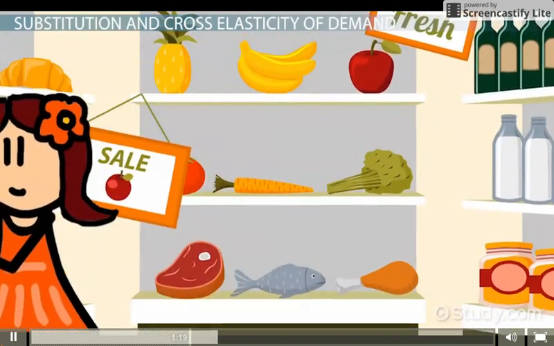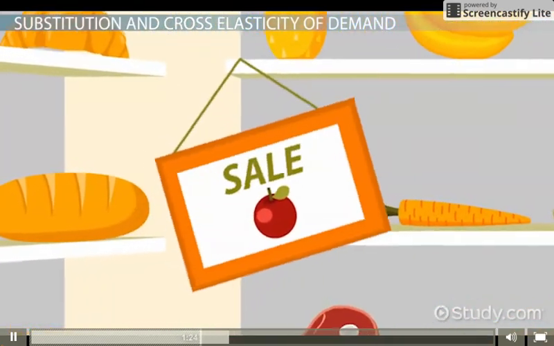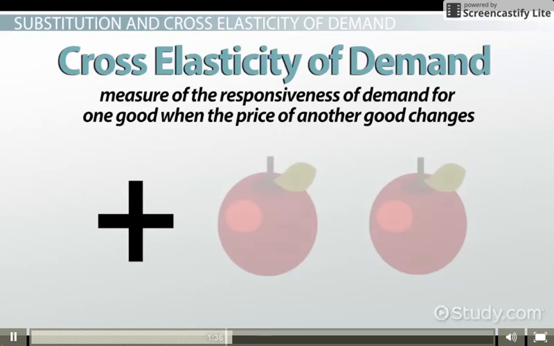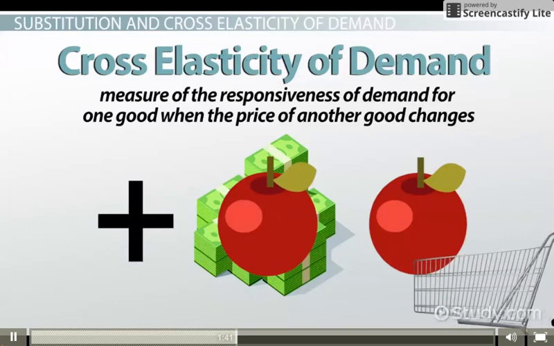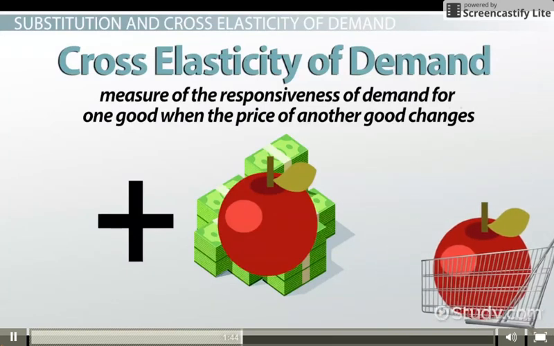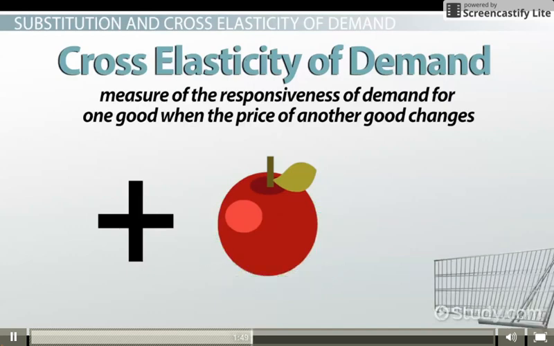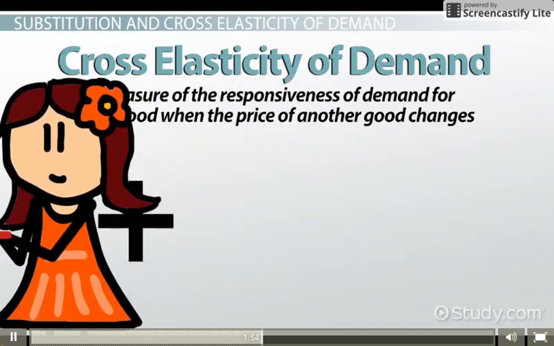So what does this have to do with substitute goods? The degree to which one good can be substituted for another is based upon the cross-elasticity of demand, which is a measure of the responsiveness of demand for one good when the price of another good changes. If there is a positive cross-elasticity of demand between two products, then when the price of one of the products increases, demand for the other product will increase as consumers switch to the cheaper product. If the price of one of the products goes down, then the demand for the other product will go down as consumers once again switch to the cheaper product.